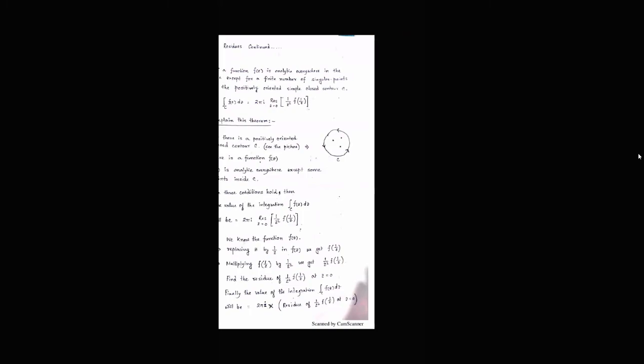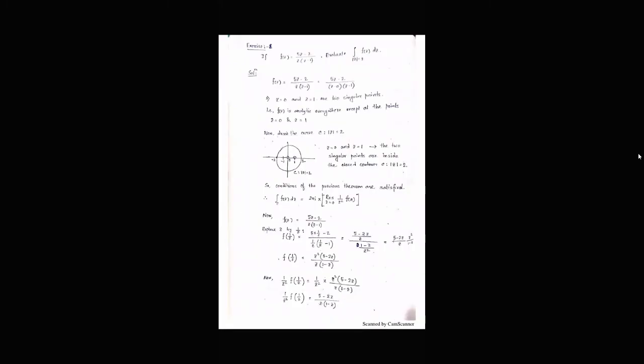So the function is given by f(z) equal to (5z minus 2) by z into (z minus 1). But first we have to find the function 1 by z square f of 1 by z. So how do we find first f of 1 by z? By replacing z by 1 by z in the function f(z). Here we are replacing z by 1 by z and get this. And 1 by z square will be this thing. Okay. Any other problem?